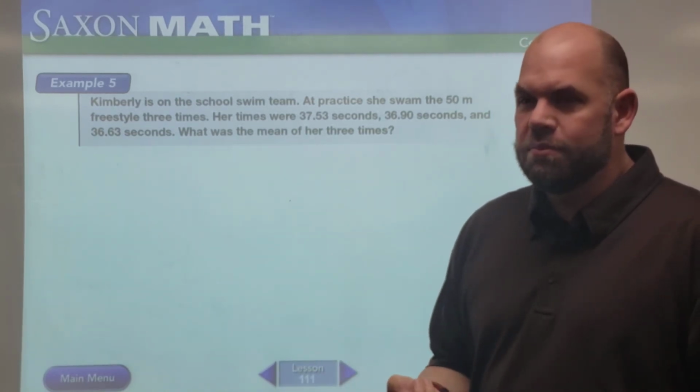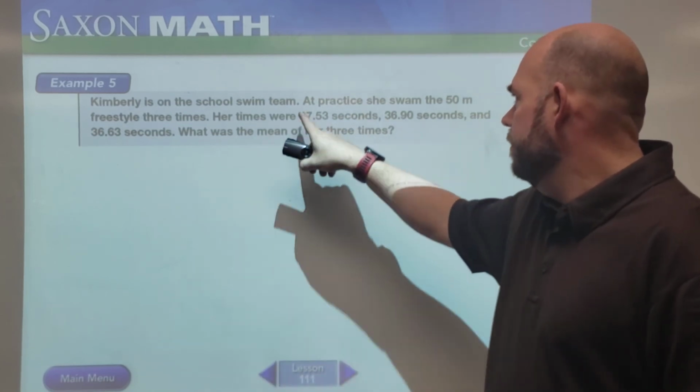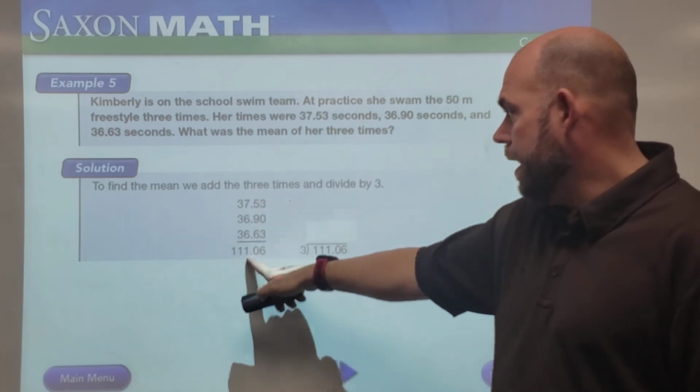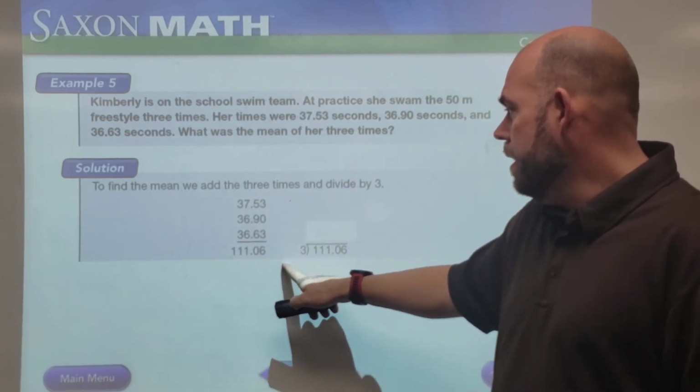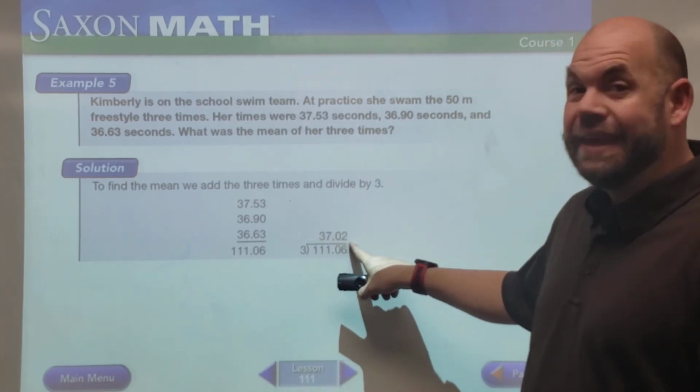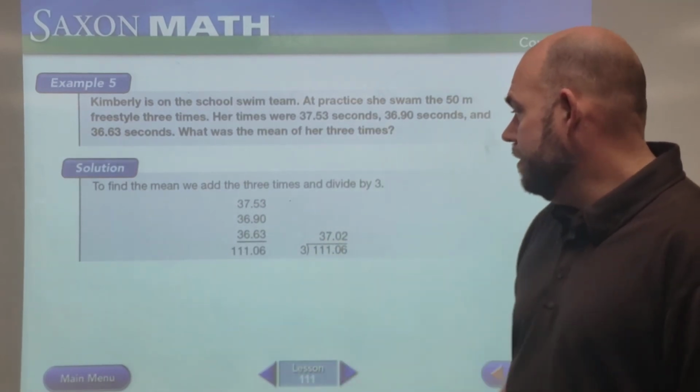Well, we've done this a bunch of times before. We just need to add them up and divide by the total number, 1, 2, 3. So we're just going to add them up, divide by 3. So we add them up, keep that decimal lined up. We get 111.06, divide that by 3, and we get her mean time, or her average time, of 37.02.